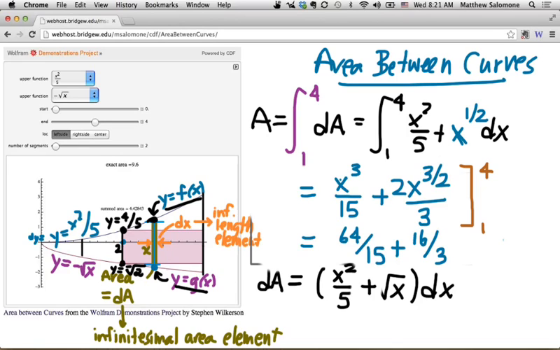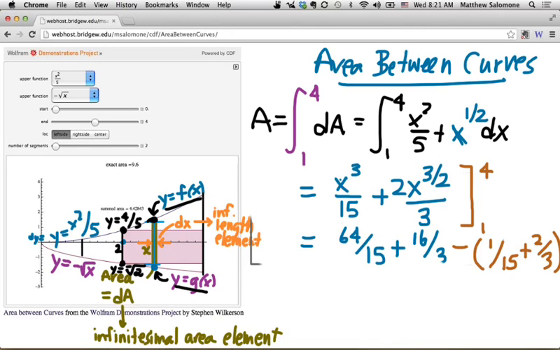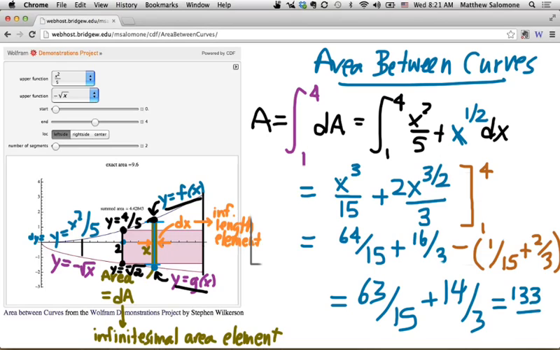And then the evaluation at x equals 1, which we'll subtract from over here, is going to be 1/15 plus 2 thirds. And so in the end, we get 63 over 15. Messy fractions abound. 63 over 15 plus 14 over 3. And if you like common denominators, we can multiply by 5. We get 70 plus 63, 133 over 15. And that, I believe, is lowest terms.